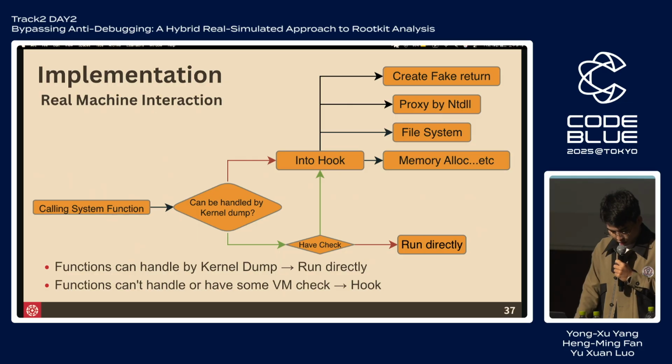In summary, when facing a system function call, the emulator will check whether the call can be handled via kernel dump, or whether the function's return value may be detectable. If not, the emulator will proceed to hooking.